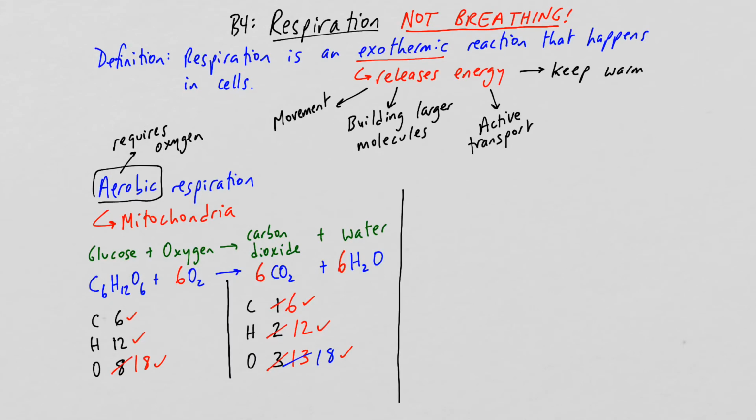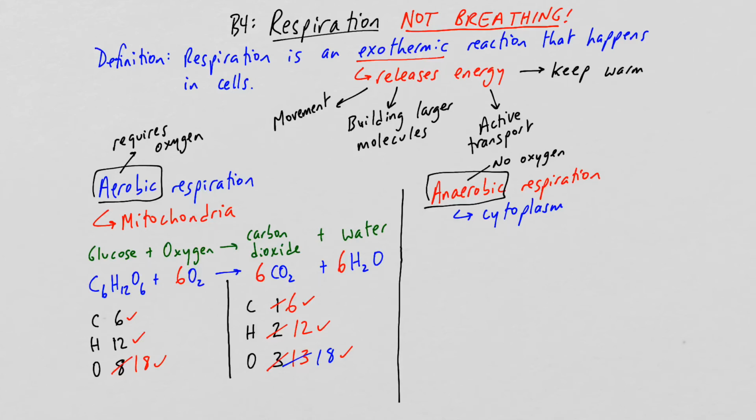Let's take a look now at anaerobic respiration. The N is a no, so for anaerobic respiration, there is no oxygen. And this reaction happens in the cytoplasm. Good news is you don't need to remember symbol or balanced symbol equations for anaerobic respiration. The bad news is it is different in animals than it is in plants and yeast. We will start with plants and yeast.